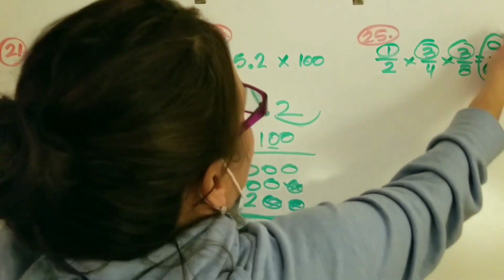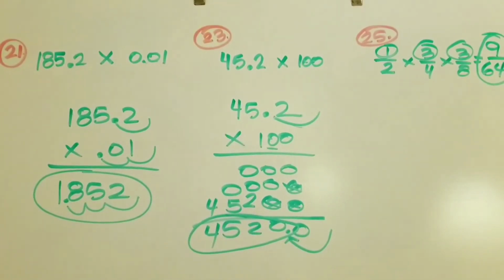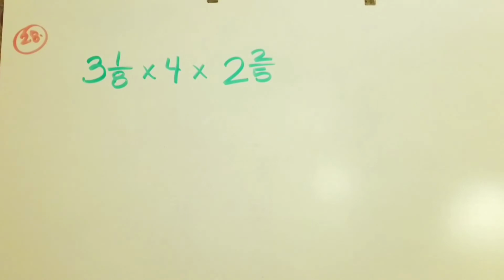And I believe that cannot be reduced. Okay, so I'm going to start number 28 and you're going to finish number 28, okay? So here we have a mixed number times a whole number times a mixed number. And I want you guys to turn those mixed numbers into improper fractions.